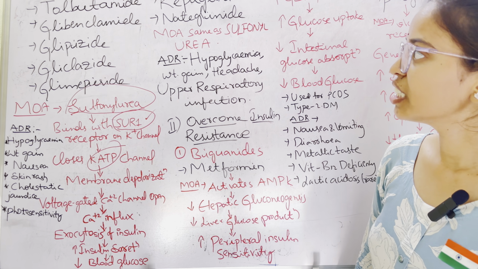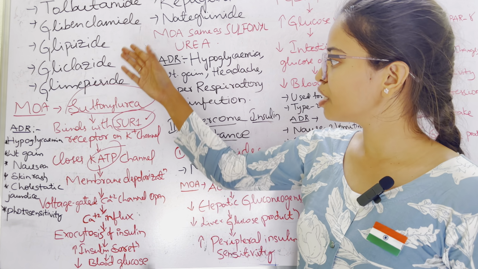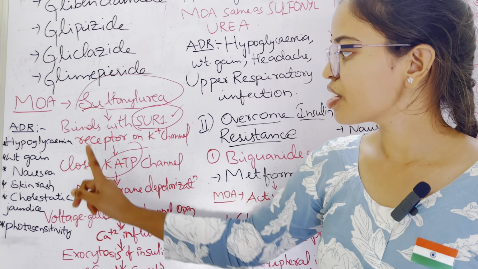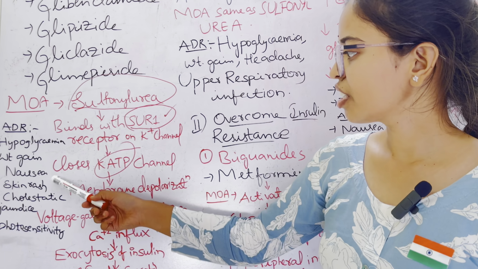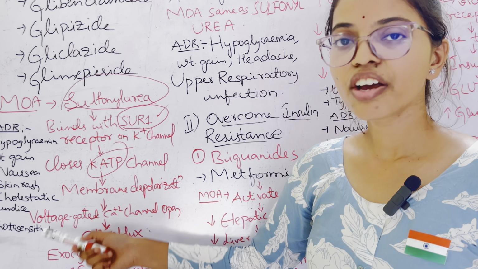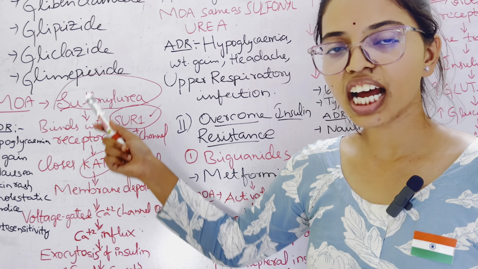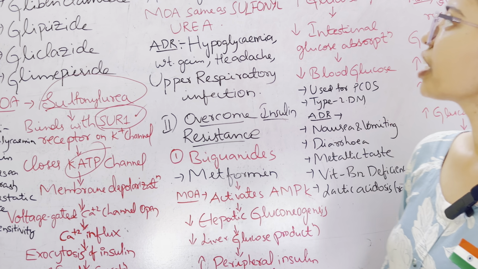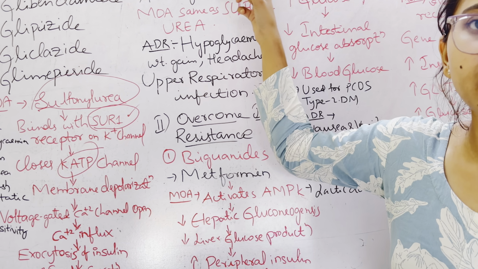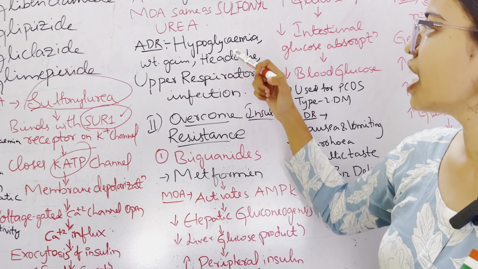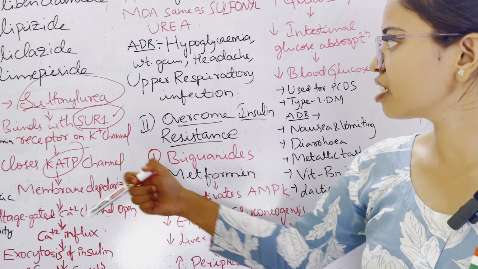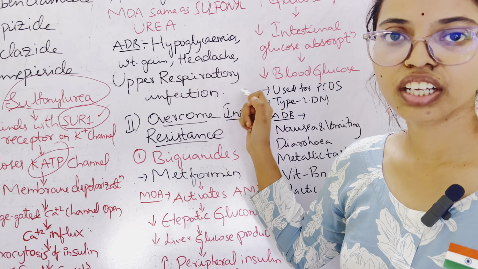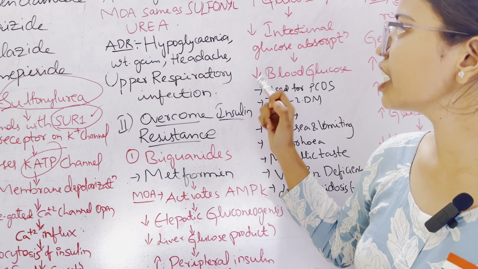The adverse effects of sulfonylurea drugs are hypoglycemia, weight gain, nausea, skin rash, jaundice, and photosensitivity. Next, the adverse effects of meglitinides. What are they? Hypoglycemia, weight gain, the same, and headache, and upper respiratory infection.